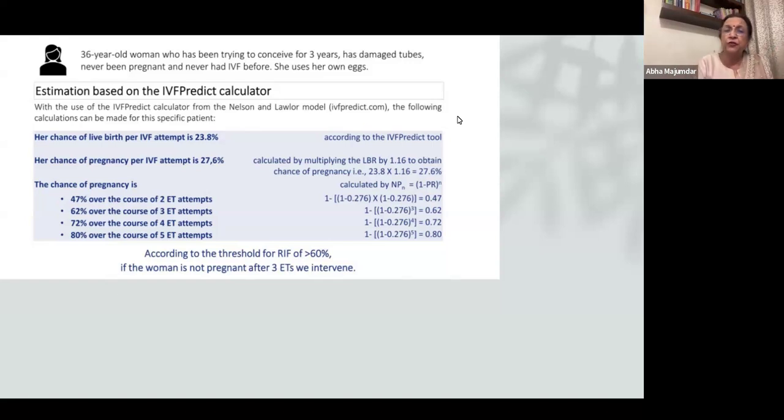Now, what do you say? You've done 1 embryo transfer; whether you put in 1 or 2 depends on the implantation rate. But if the chance of pregnancy was around 27%, then after 3 attempts, her chances of pregnancy should have been 62%. After 4 attempts, it's 72, and after 5 attempts, it's 80% in this 36-year-old girl. So when do we call her RIF? After she's reached the threshold for RIF, that is more than 60%. So you see 62% over the course of 3 ETs. Once we've done 3 ETs and we've not achieved a pregnancy, then we say, this looks like RIF. You may put in 1 embryo or 2 embryos, depending on your implantation rates. If the implantation rates are 15%, you will put in 2 to reach at least a 25-30% implantation. So this is how they calculate through the IVF Predict tool.